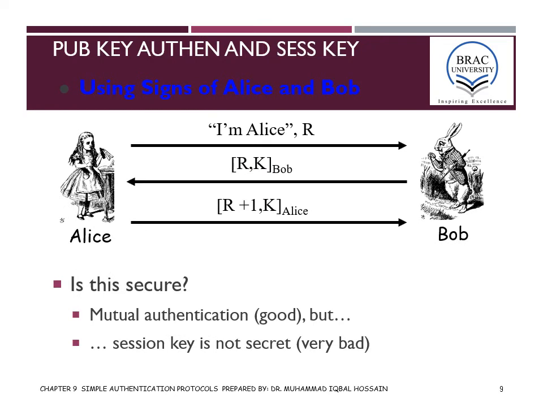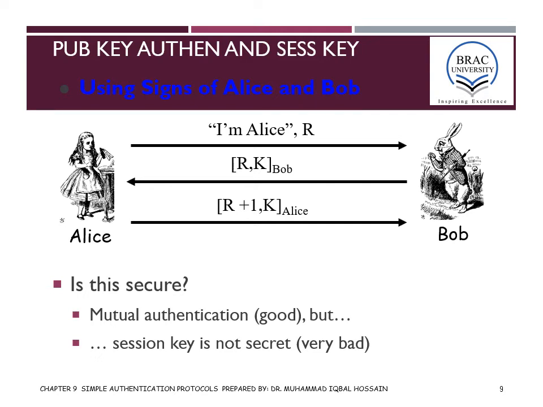Okay, let's do it like this. In the previous slide we did the encryption. Now let's do it by signing. So Alice says I am Alice and sends a random challenge R. And Bob will use that session key and sign it with his private key and send it to Alice. Because Alice has Bob's public key, she can decrypt it and find the key.